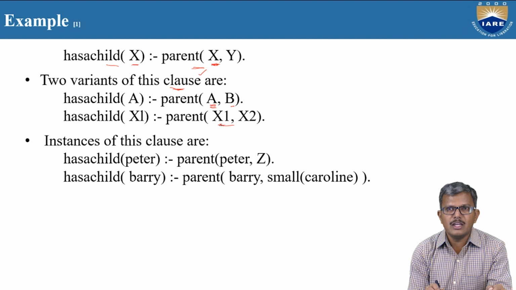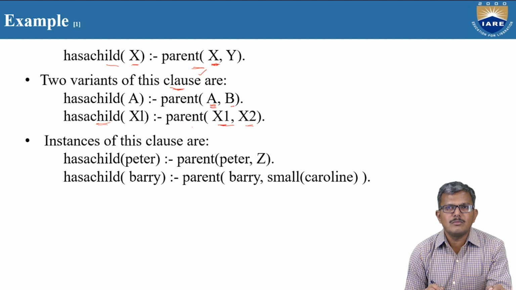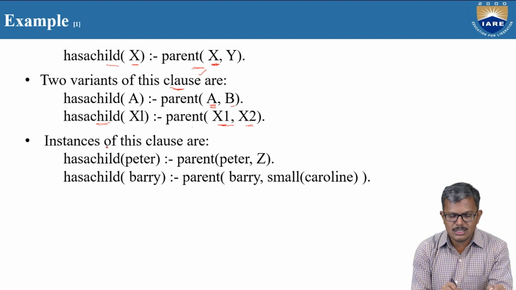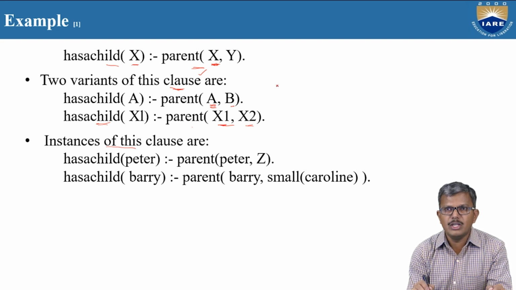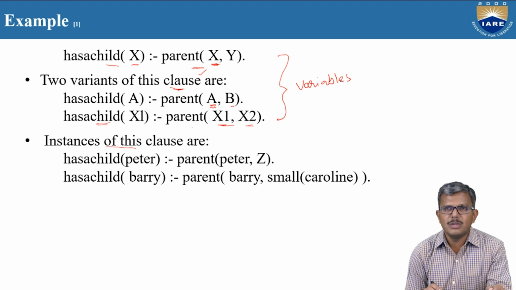X1 is the parent of X2. So if you are able to prove that X1 is the parent of X2, then obviously we can prove that X1 has a child. Okay, so let us talk about the instances of this particular clause: has a child. Initially all these examples were talking in terms of variables. But here we are talking about instances. Instances are nothing but some kind of values.